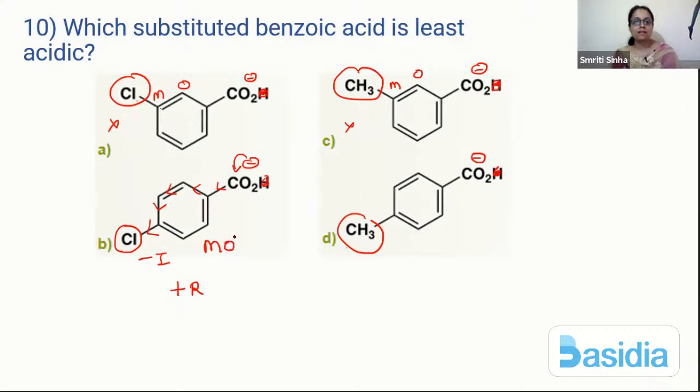So the more acidic one is this, but the least one will be D because the CH3 shows plus I effect. O is already having a negative charge and CH3 is donating more electron due to plus I effect, increasing the electron density more, making the conjugate base unstable and therefore least acidic. So your correct answer is option D.